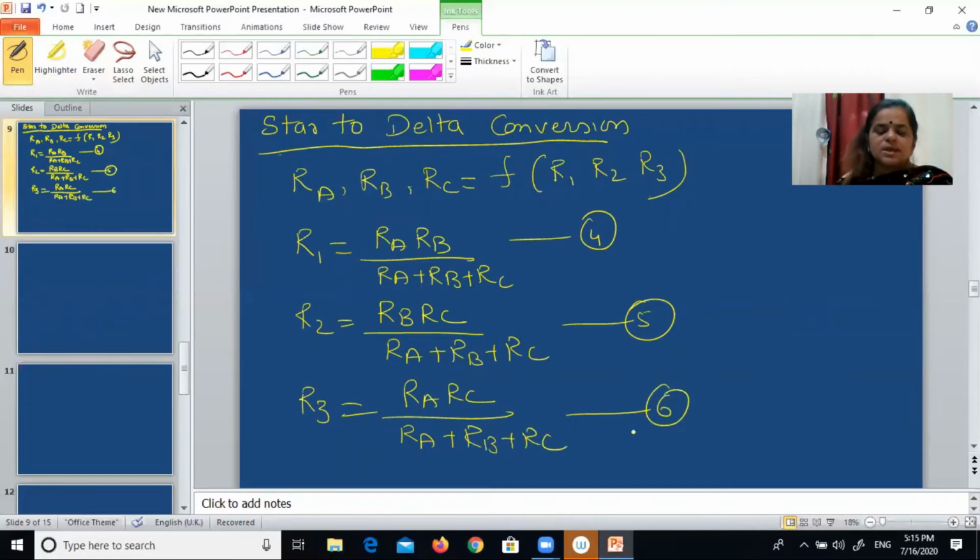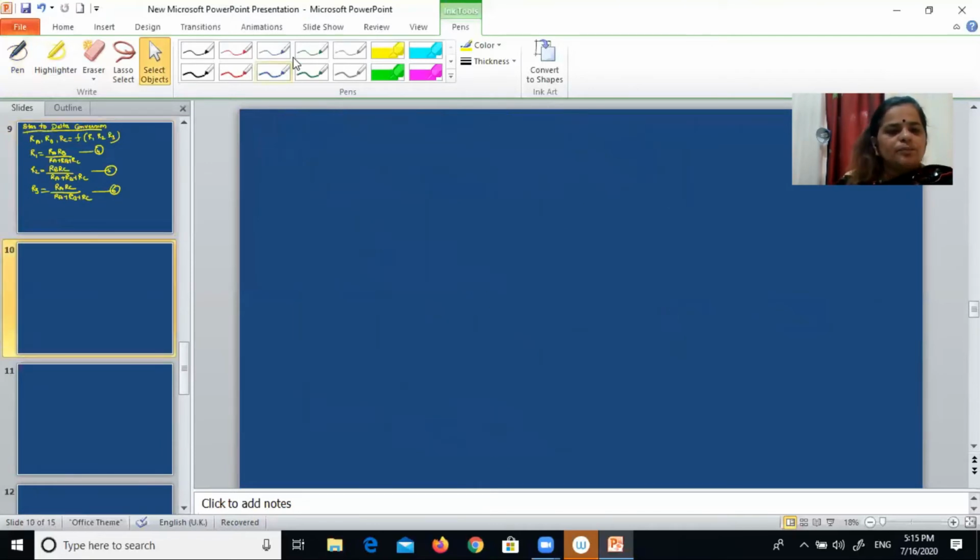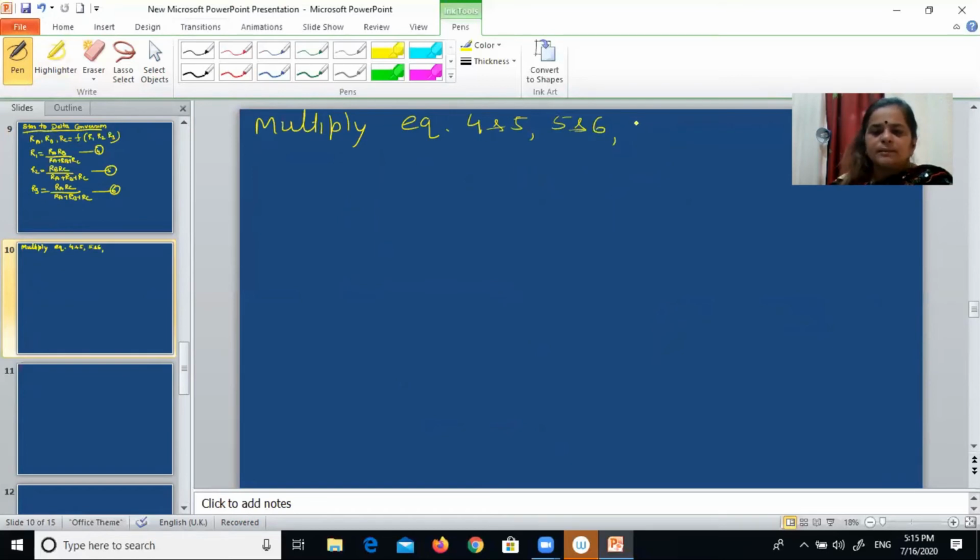Now what we can do is multiply 4 and 5, 5 and 6, and 6 and 4 and add them. So we need to multiply equations 4 and 5, 5 and 6, and 6 and 4, and add them.